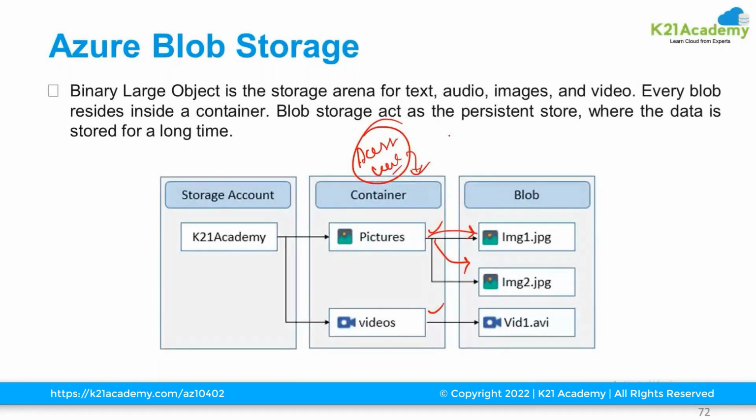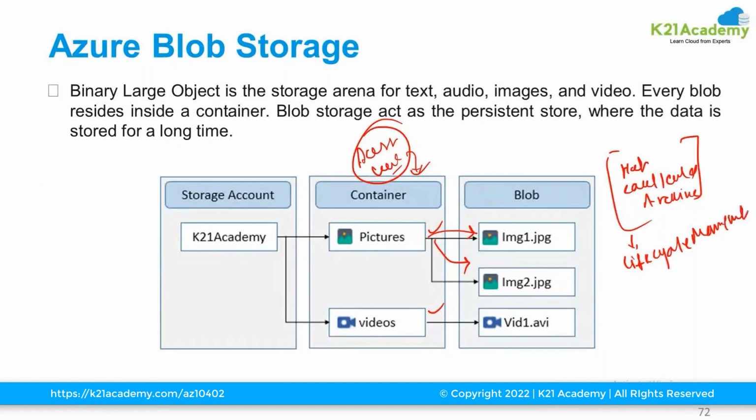Blobs act as persistent storage where the data is stored for a long time. And we also know there are different access tiers: hot is there, cool is there, or cold is there, and archive is there. So we need to keep this in mind. And how can we manage it automatically? By using something called blob life cycle management. We can manage the blobs inside your containers or inside the storage account automatically, so you can move blobs from one access tier to another access tier.